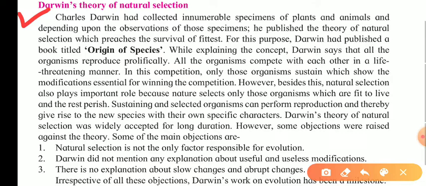Charles Darwin collected a huge number of specimens of plants and animals. He collected them and studied them widely. He observed each and every characteristic, how it passes from one generation to another generation. Not only that, along with that, he studied who is surviving and who is perishing.